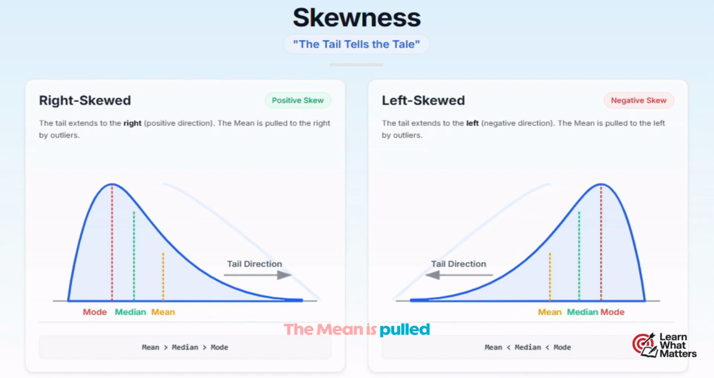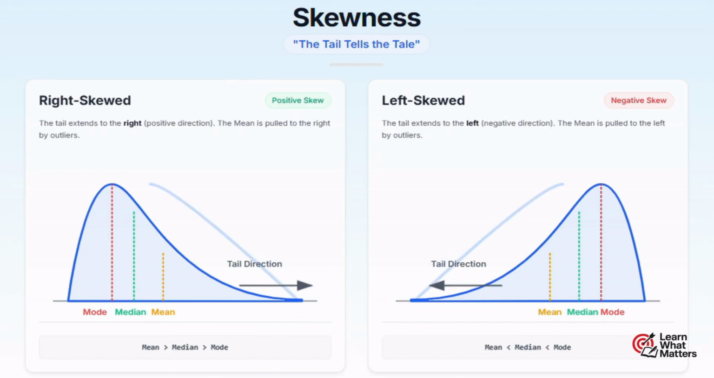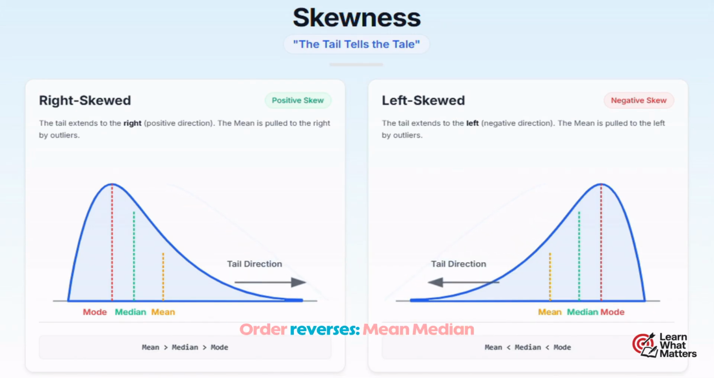The mean is pulled to the right by outliers. High-value outliers drag your average up. Most data is on the left, low values, but a few extreme cases on the right pull the mean away from where most people actually are. Left skewed, negative skew. Tail extends to the left. Order reverses, mean, median, mode. The tail extends to the left. The mean is pulled to the left by outliers. Low-value outliers drag the average down.